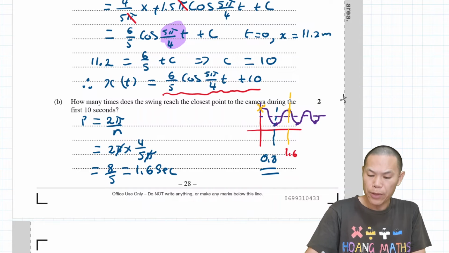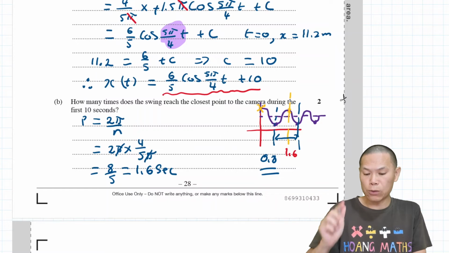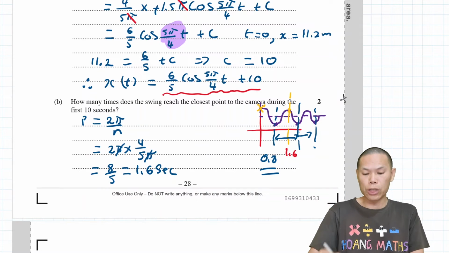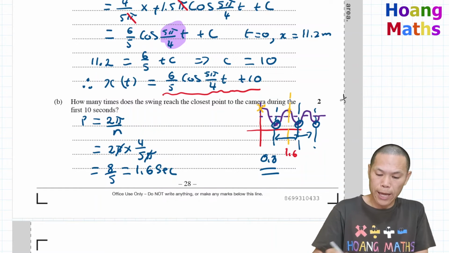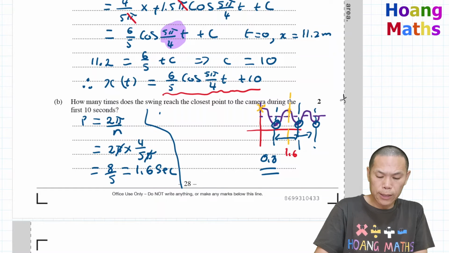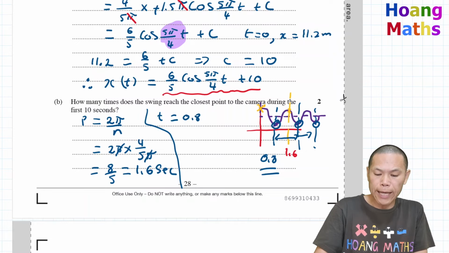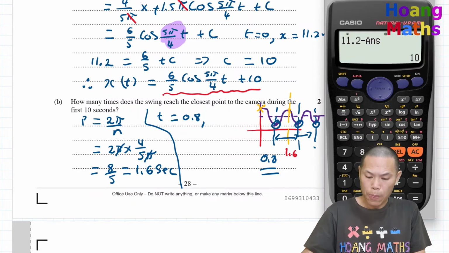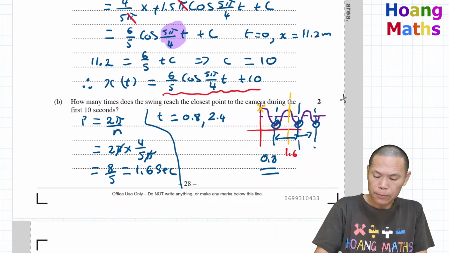So keep that in mind. And then from here to here, we add one more period, that is 1.6, and from here to here, we add 1.6 again. So these are the times that are closest to the camera. So I can just write the answer. Therefore, t is equal to, the first answer is 0.8 seconds. Then we add 1.6 on top, so 0.8 plus 1.6 is 2.4 seconds.